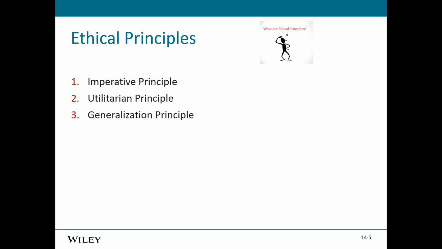Then we get the generalization principle, which is kind of somewhere in the middle. This says if all relevantly similar persons acting under relevantly similar circumstances were to act in a certain way and the consequences would be undesirable, then no one ought to act in that way without a reason.